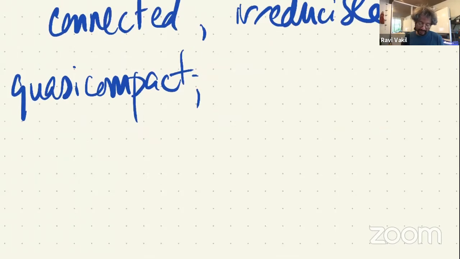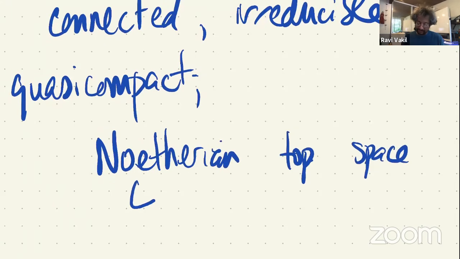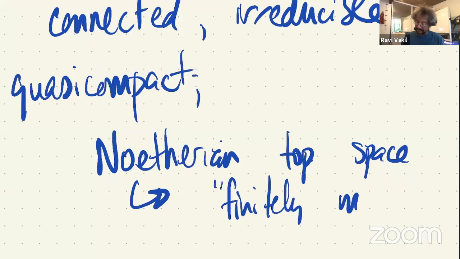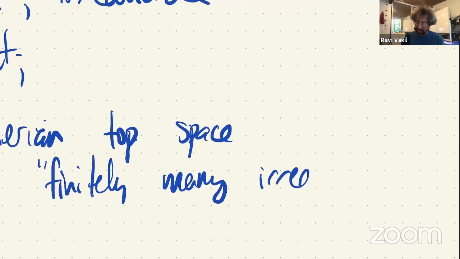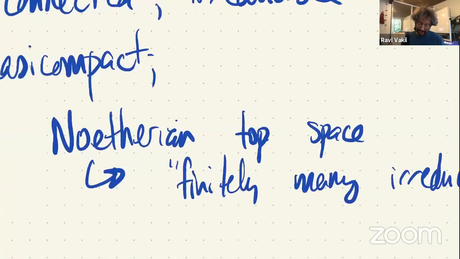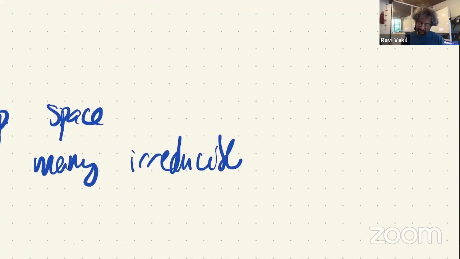And then there's the idea of a Noetherian topological space. The reason for this is that there should be finitely many pieces. Right now we have a phrase, and now we know what this means more precisely: finitely many irreducible components. So it implies, but is not equivalent to, finitely many irreducible components.